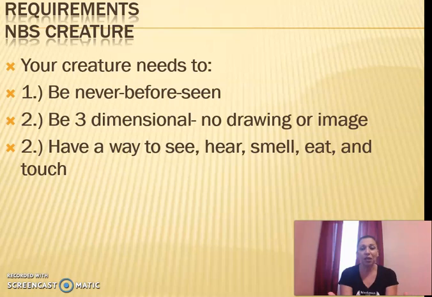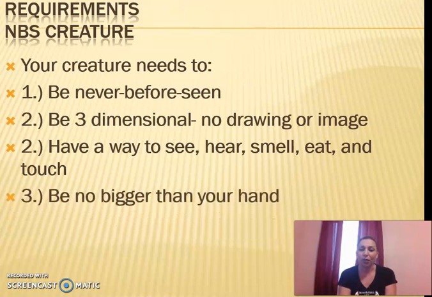Your creature has to be like a real living creature. So it has to have a way to see, a way to hear, a way to smell, eat, move around, and touch. So think about all the different ways that animals move. For example, some of them fly, some of them walk, some of them waddle, some of them swim, some slither. So think about your creature. How do you want it to move? Now, you also want it to be not too big. You want it about the size of your hand, so it has to be able to fit in your hand.